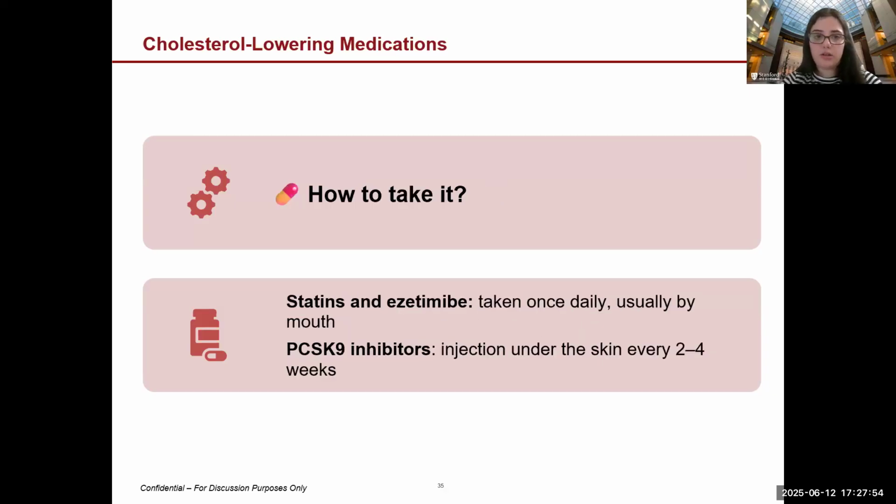So how these medications are taken: for statins and ezetimibe, these are oral medications available in tablets. They are usually taken once daily. And the PCSK9 inhibitors, these are actually injections under the skin, and usually they are injected every 2 to 4 weeks.